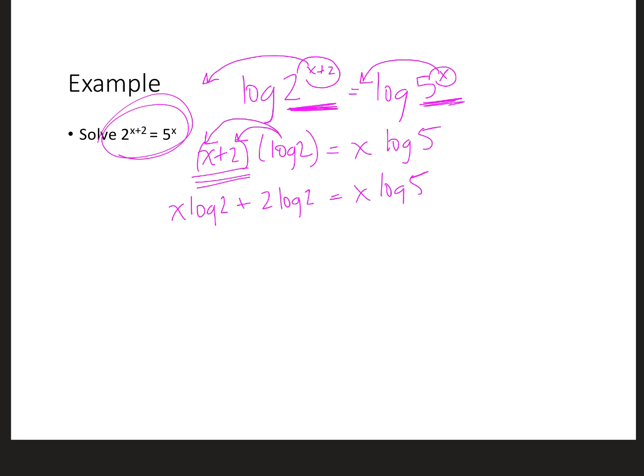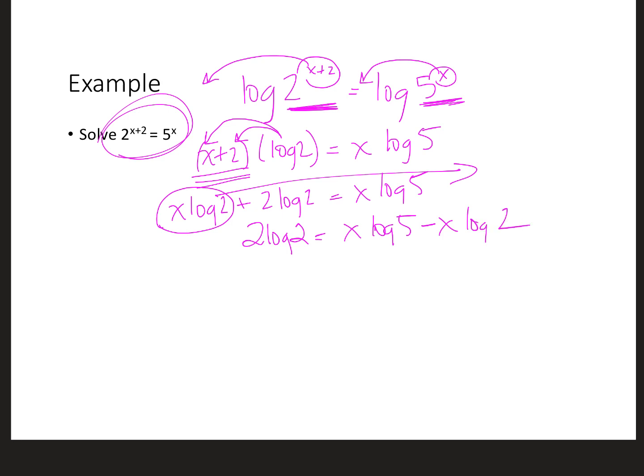Okay, now you've solved enough equations to know that if you're trying to solve for x, they need to be on the same side of the equal sign. So I'm going to move this one to the other side. So I will have 2 log 2 equals x log 5 minus x log 2. All right, now it's really hard to solve for x when there are 2 of them. So what we're going to do is factor out the x. We're going to get log of 5 minus log of 2.